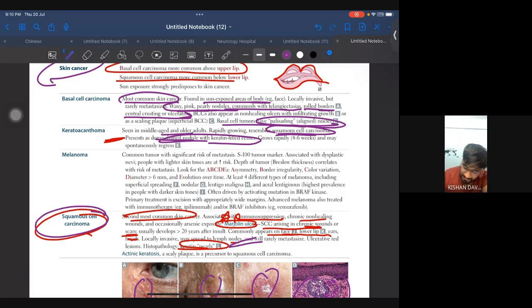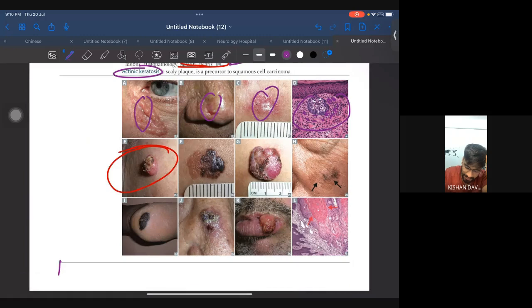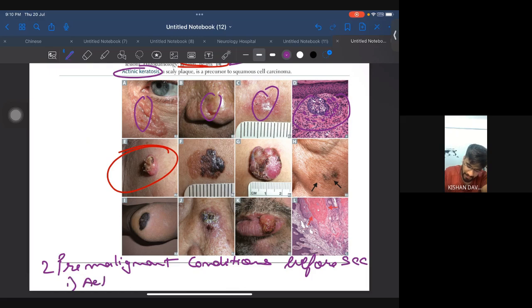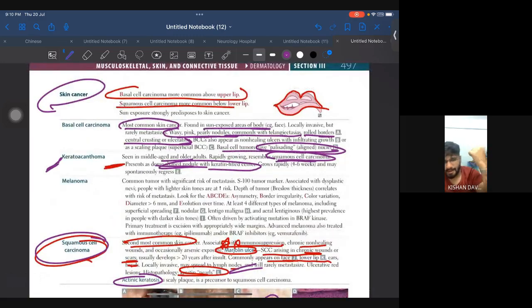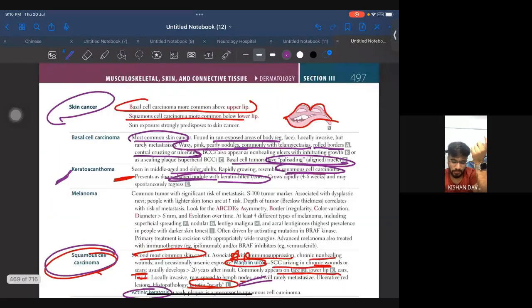Okay, actinic keratosis we studied before. Now in the question they might ask you, what are the two pre-malignant conditions before SCC? Okay, the first one is actinic keratosis, and second one is keratoacanthoma. Okay, keratoacanthoma ऊपर किया है यहाँ पे, and actinic keratosis we did here. This is what actinic keratosis is. Okay, so you need to remember that properly.